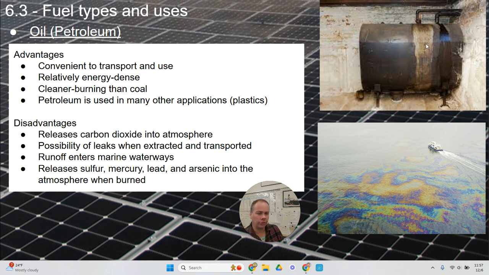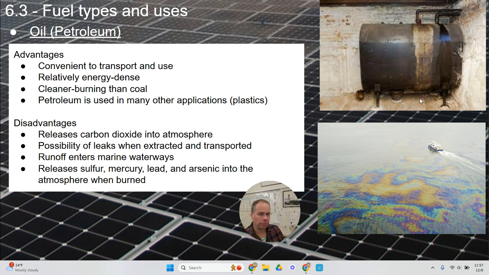Here what we see, this is an oil tank. An example is in my house. When we first moved in 1999, we had in our basement a huge oil tank like this, and our furnace that heats our house was powered by this oil tank. They'd have to come and fill it periodically. We got rid of that. We now have natural gas as our fuel source for our heat.